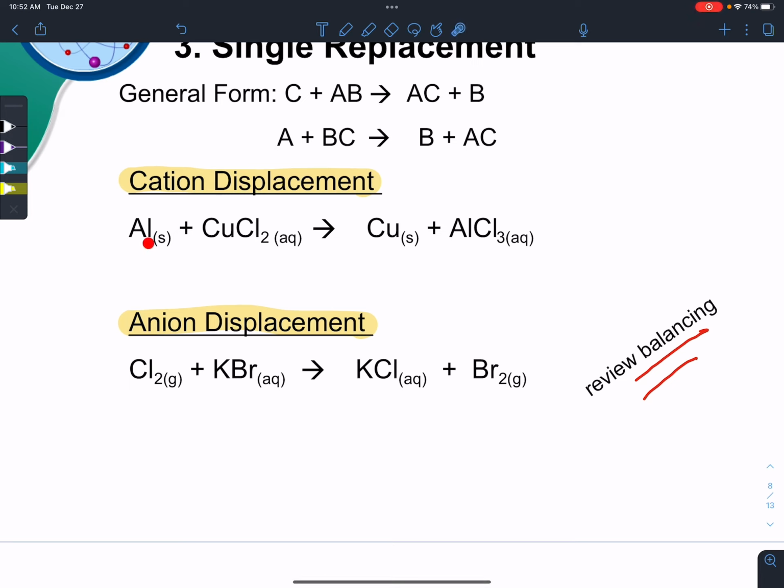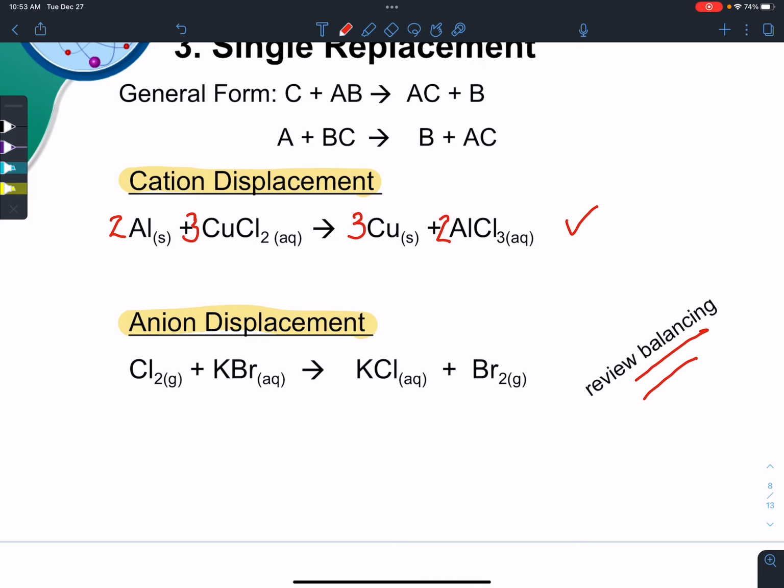We've got 1 aluminum, 1 aluminum, 1 copper, 1 copper, 2 chlorines, and 3 chlorines. So that is mismatched. We don't have the same number of chlorines on both my product and my reactant side. So on the left-hand side, I'm going to put a 3 here to make that 6 chlorines. And on this side, I'm going to put my 2 here to make that 6 chlorines. Now I've messed with my aluminum and my copper, so I need to put a 2 for the aluminum here and a 3 for my copper here, and I am balanced.